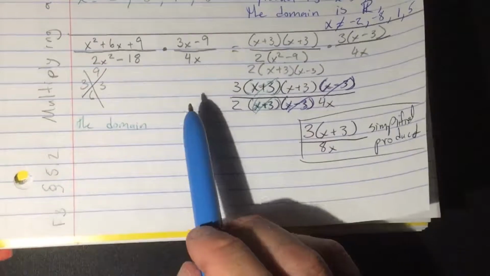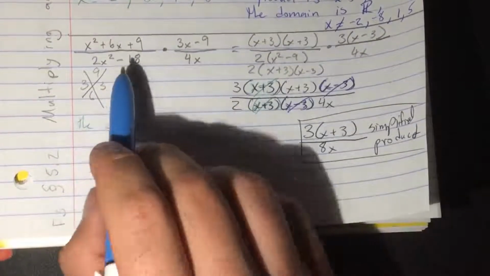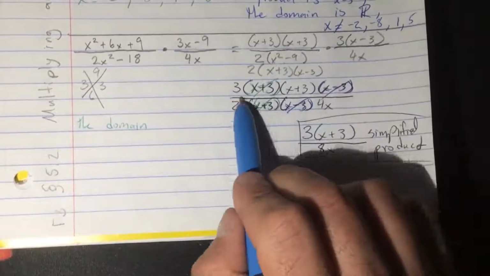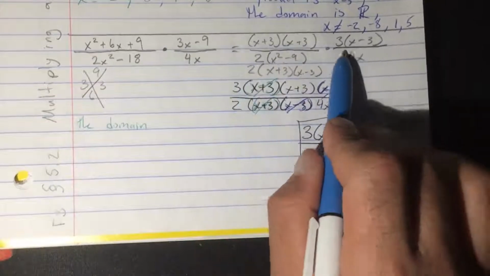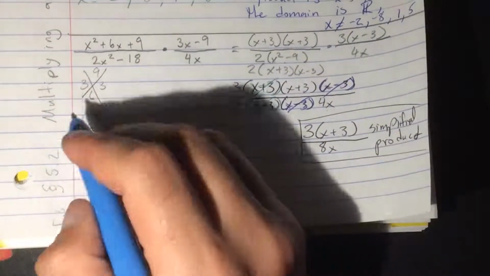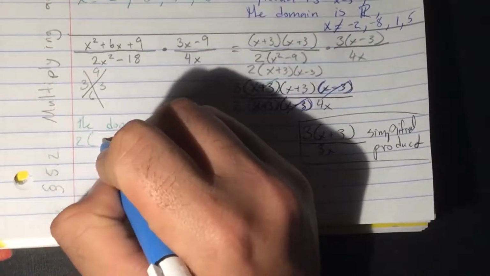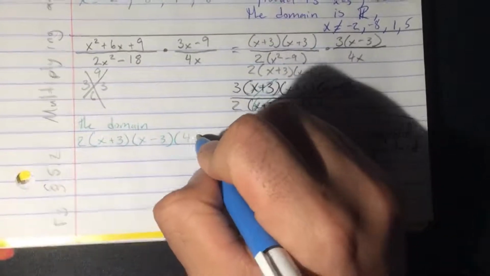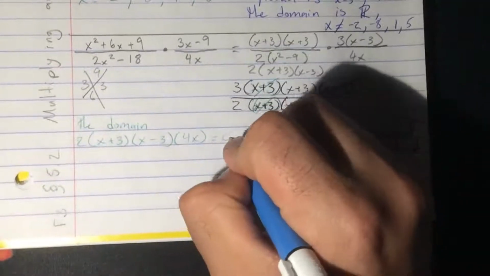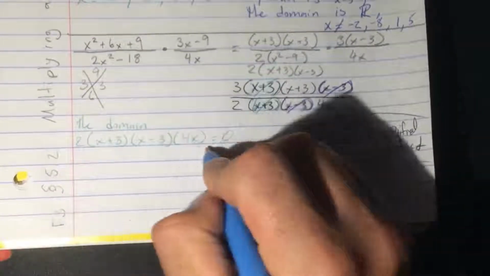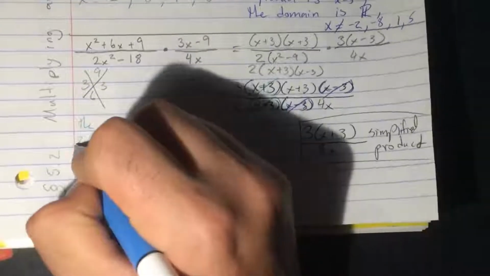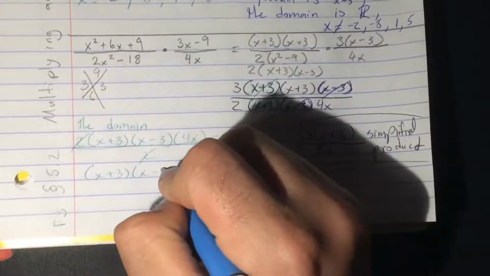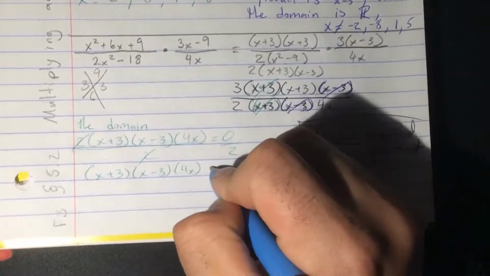So the domain, we're going to use the domain of the original product, which is what we have here. We can actually use this to make it a little easier. It's this times this. So we have 2 times x plus 3 times x minus 3 times 4x, and this is all going to equal 0. This 2 here we can just get rid of, because if we divide everything by 2, the 2 goes away and the 0 stays 0. So we still have x plus 3, x minus 3, and 4x equals 0.